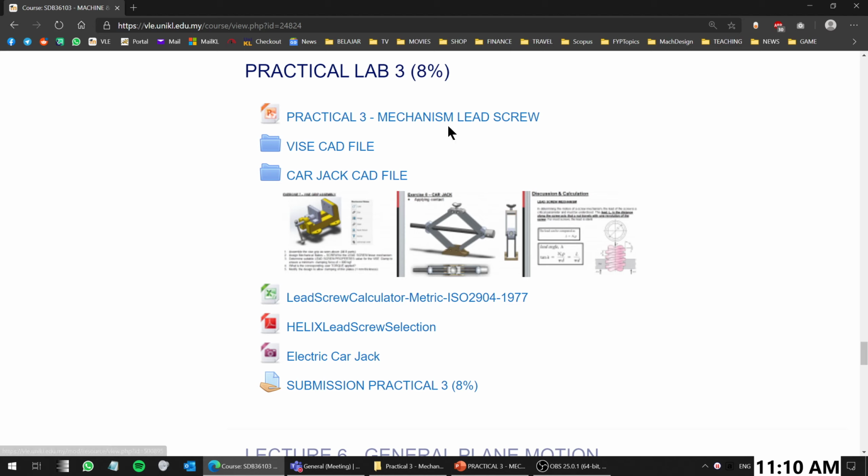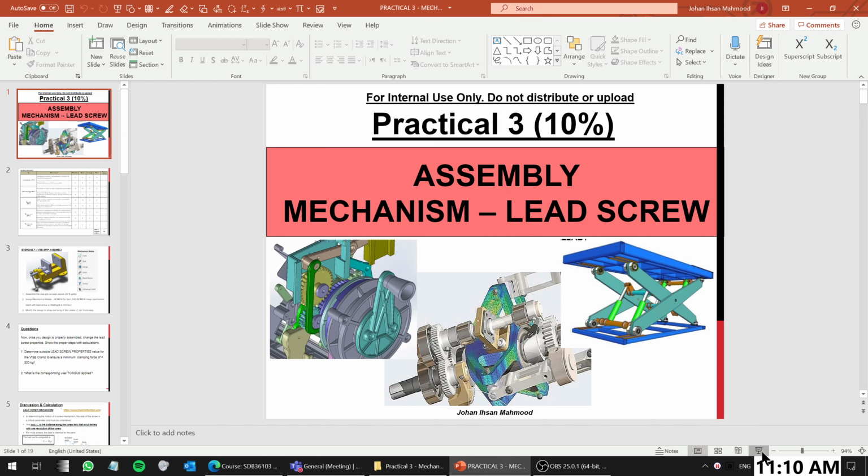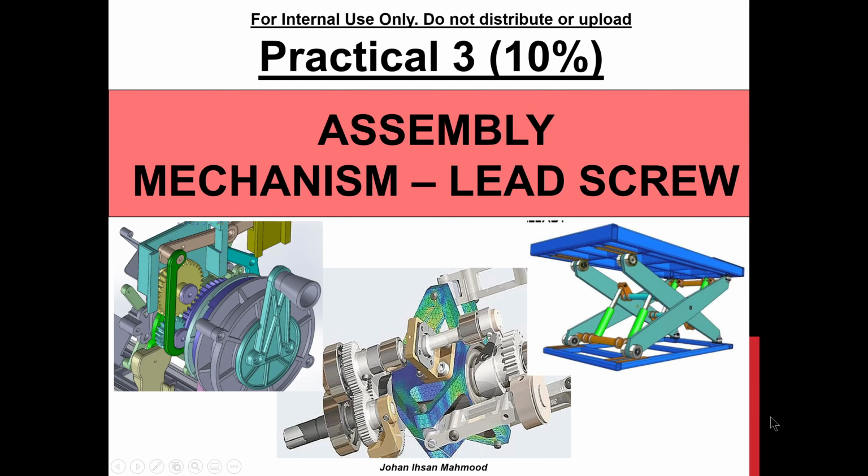So you have one PowerPoint file, you've got a CAD file in a folder, another CAD file in a folder, and then there are a bunch of other files. One of them is an Excel file for calculating lead screw, torque and such. Another one is some guideline on how to select lead screw, and then some photos, and then the submission. So let's look at the overall picture. So this is what we'll be doing today.